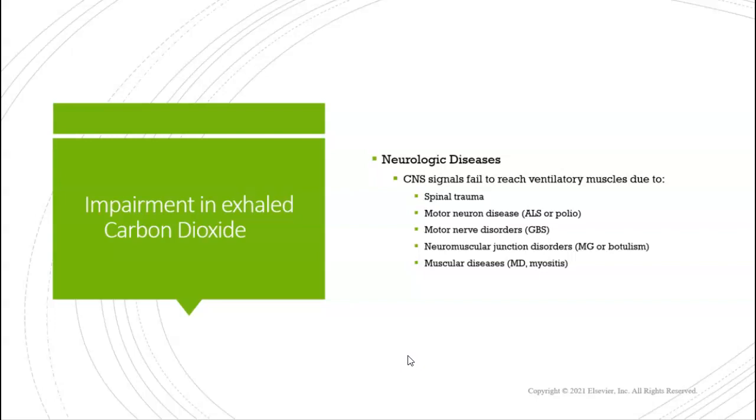We talked about that, right? C3 to C5 is where the phrenic nerve comes out. So if you ever have a spinal cord injury at or above that level, there's going to be partial or complete paralysis of that phrenic nerve and the inability then to ventilate on their own.